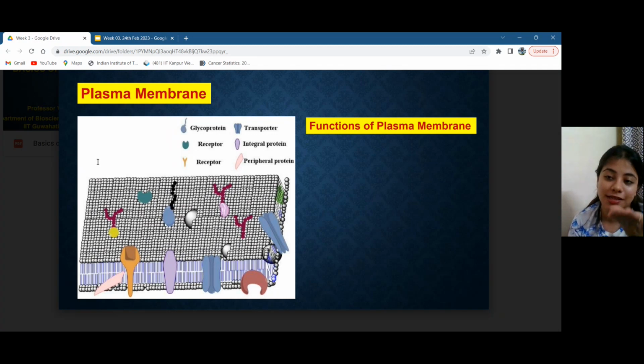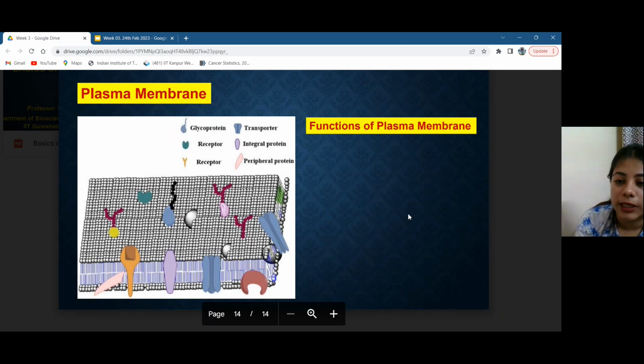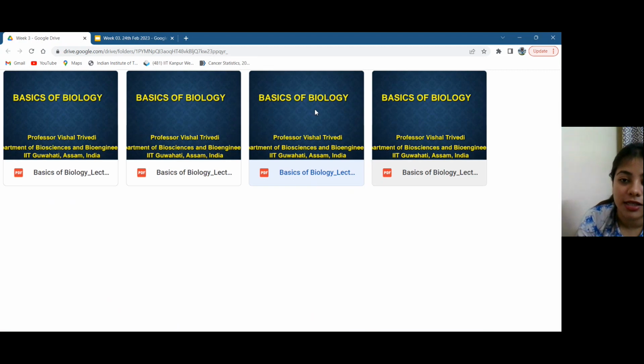So it has several other roles to play. It performs as a scaffold. It is able to signal that a cell is not healthy, that it needs to undergo some sort of process and needs to die. So all those major decisions are also a responsibility of the plasma membrane of the cell. That is the scope till which the third lecture was discussed.